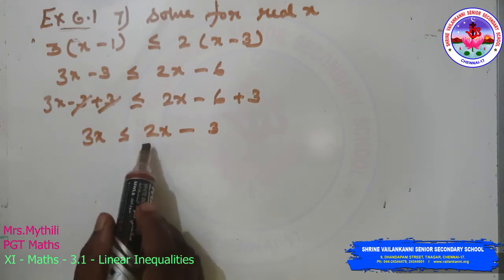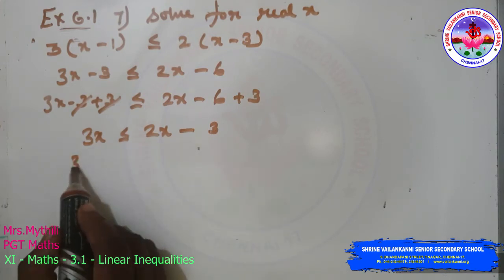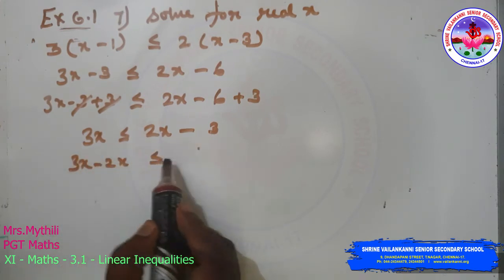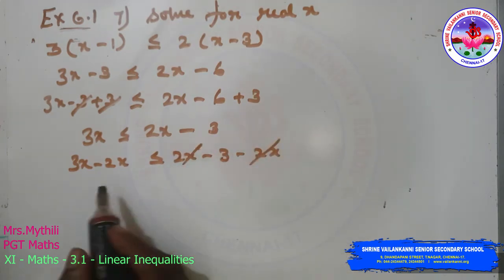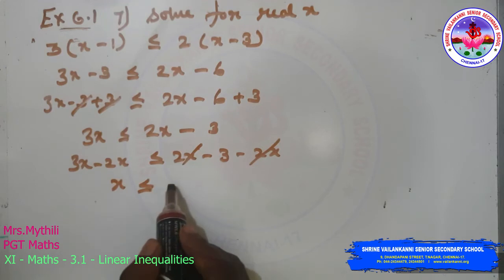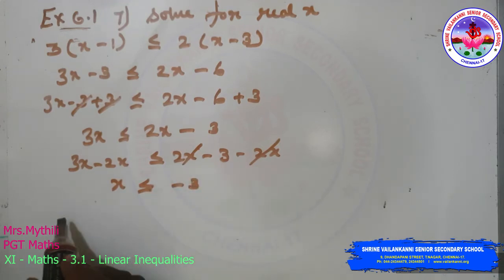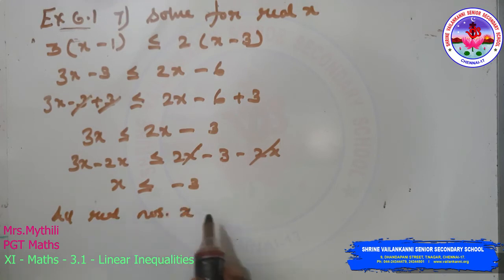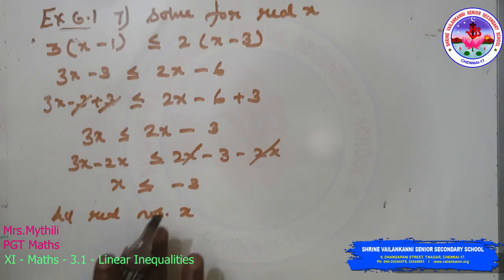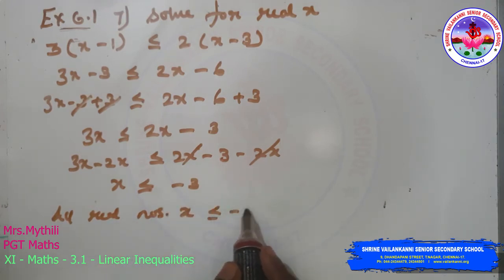Now subtracting 2x on both sides, we get 3x - 2x less than or equal to 2x - 3 - 2x. The 2x will get cancelled. We get x is less than or equal to -3. Thus all real numbers x which are less than or equal to -3 are the solutions of the given inequality.